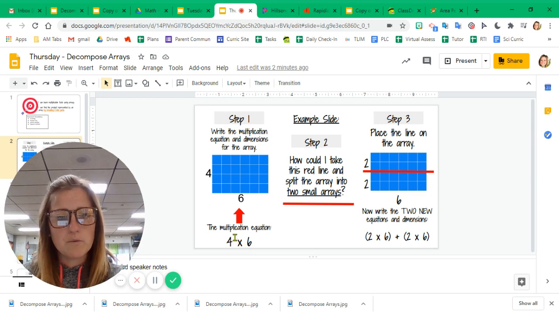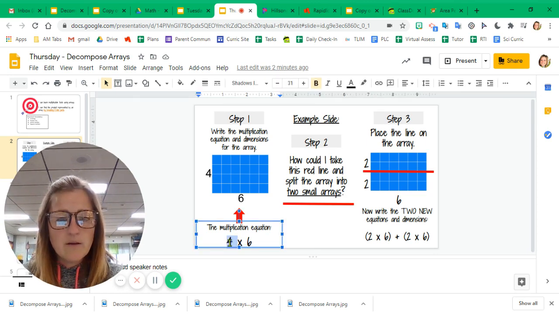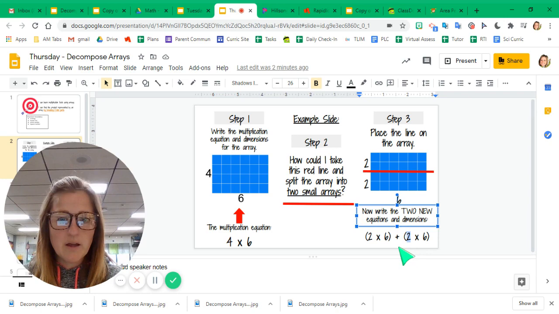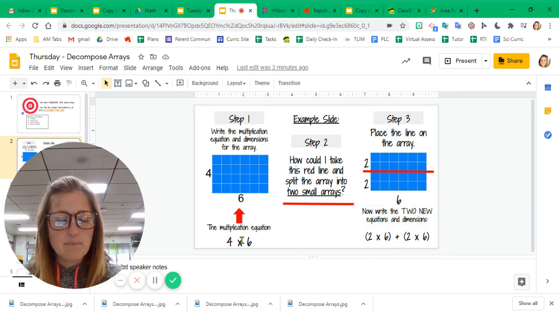Also, if you were at school, you remember that we noticed that the 4 is what was actually broken up into 2 2's because 2 plus 2 is 4, but the 6 remained the same.